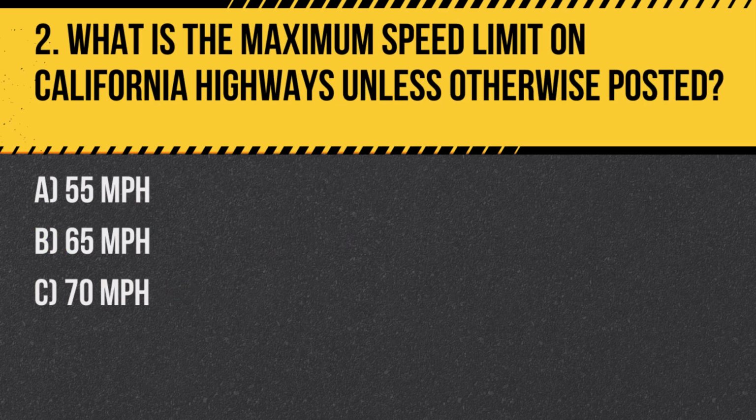Question 2. What is the maximum speed limit on California highways unless otherwise posted? A. 55 miles per hour. B. 65 miles per hour. C. 70 miles per hour. Answer. C. 70 miles per hour. The maximum speed limit on California highways is typically 70 miles per hour unless otherwise posted.